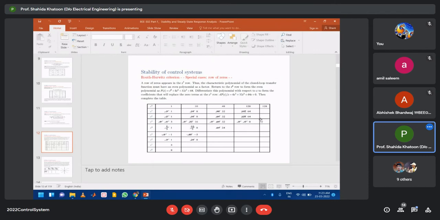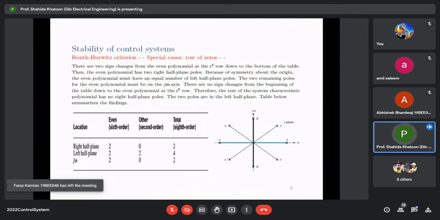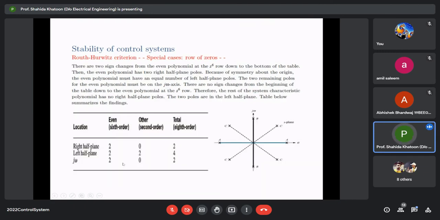Now, there are two sign changes from the even polynomial. Here two sign changes, because it goes from plus to minus and then minus to plus. So two sign changes in the first column. So there are two sign changes from the even polynomial at the s to the power 6 row down to the bottom of the table. Then the even polynomial has two right half plane poles.